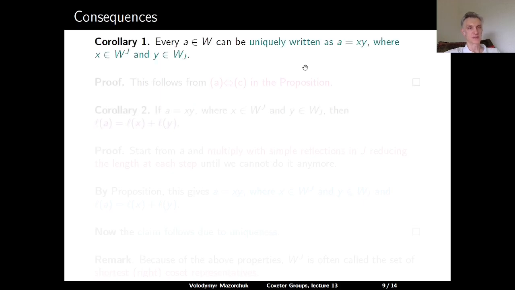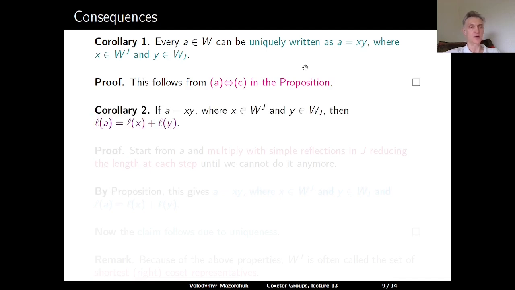Here are some corollaries. Corollary 1. Every element a in W can be uniquely written as a product x times y, where x is in W^J and y is in W_J. And this, of course, follows from the equivalence of conditions A and C in the previous proposition. Corollary 2. If we write an element a in W as a product xy, where x is in W^J and y is in W_J, then the length of a is equal to the length of x plus the length of y.